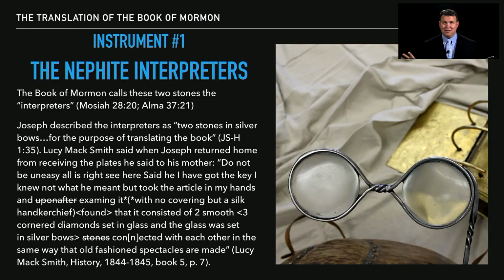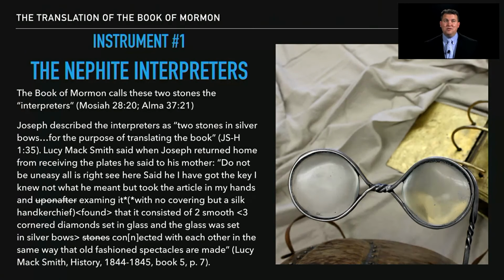And just like any mother or any reasonable person would, she is just sick with worry that Joseph doesn't have the plates with him at all times, and she worries that someone's going to find the plates and take them. According to her own history, Joseph, to kind of assuage her concern, said, "Do not be uneasy, all is right." She writes, said he, "I have got a key."